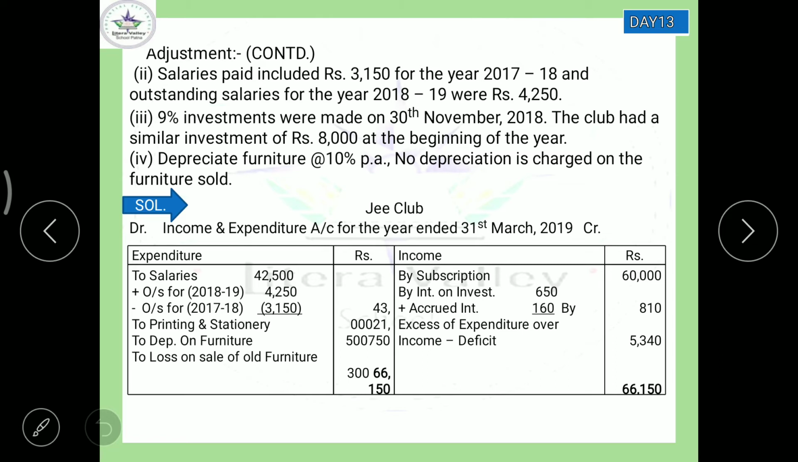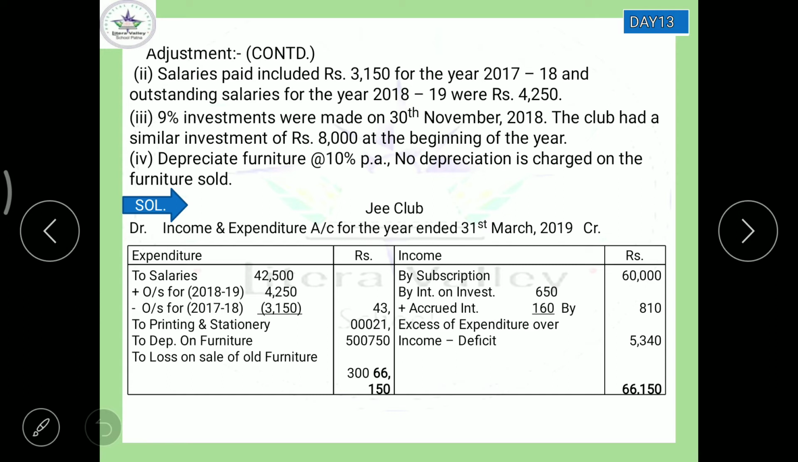Few more adjustments are given here. Salary paid includes 3,150 for the year 17-18, for the last year, and for the current year it is 4,250. 9%, most important thing, 9% investment were made on 30th November 18. The club had a similar investment of 8,000 at the beginning of the year. Again, depreciation on furniture 10%.